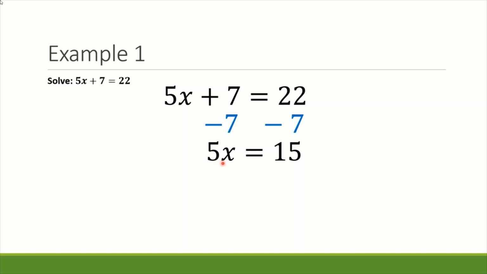Then you want to get rid of that 5. So you ask, okay, what operation is being done? It's multiplication. So how do I undo that? Well, I would divide both sides by 5. And so then you get x equals 3. And that's your final answer. And then you can check this to see if it is a solution or not by just plugging it in. So 5 times 3 is 15. 15 plus 7 does give you 22.